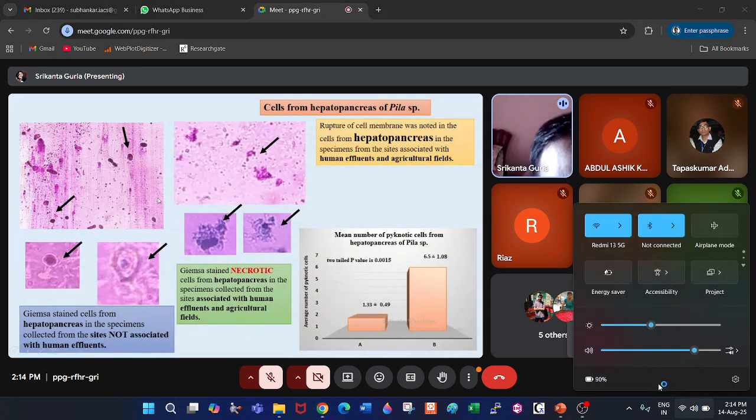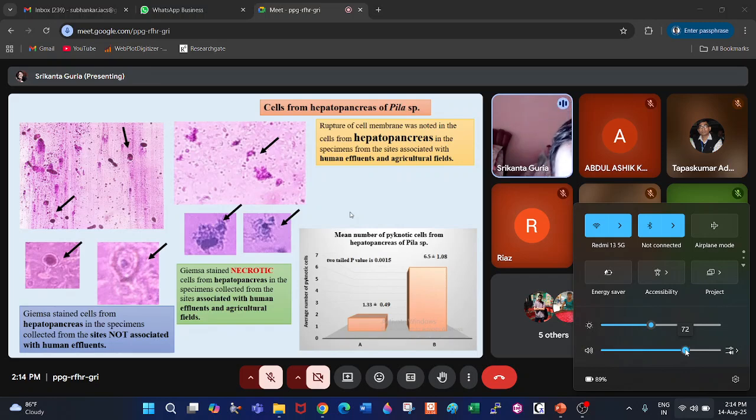On the left hand side, these are the cells of the hepatopancreas from the non-polluted area where you can find the distinct nucleus. But in the case of the right side cells, the cell membrane degenerated, the nucleus degenerated, apoptosis-like behavior occurred, and the inner cytoplasm has been released outside the cell. It is also similar to necrosis.